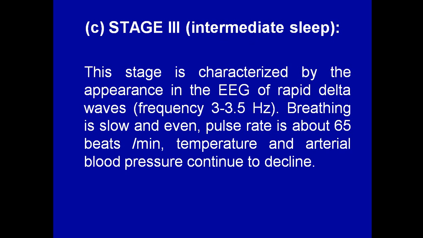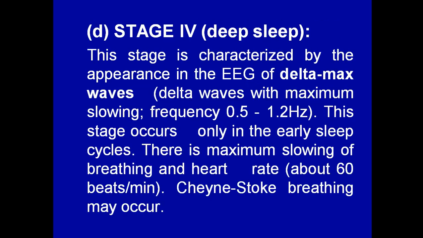Stage 3 is intermediate sleep. Intermediate sleep is characterized by the appearance on EEG of rapid delta waves, 3 to 3.5 Hz. Breathing is also slow and even. Pulse rate is about 65 beats per minute. Temperature and arterial pressure continue to decline.